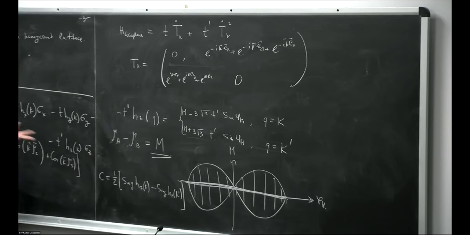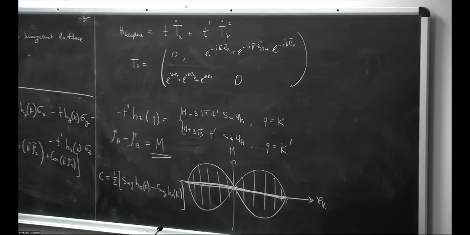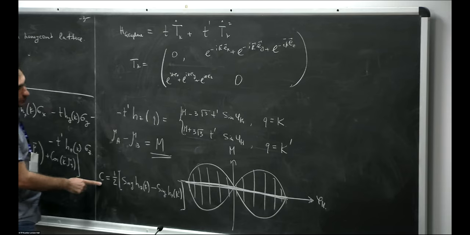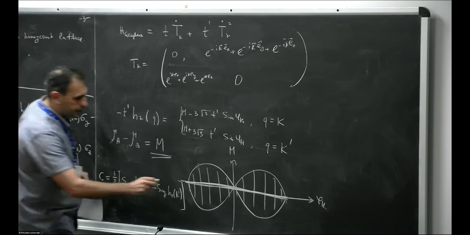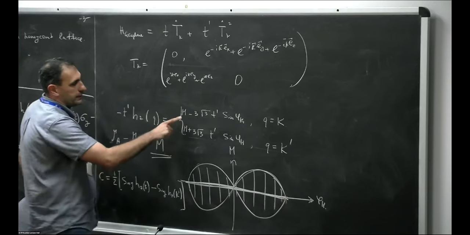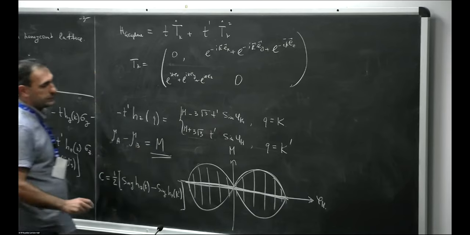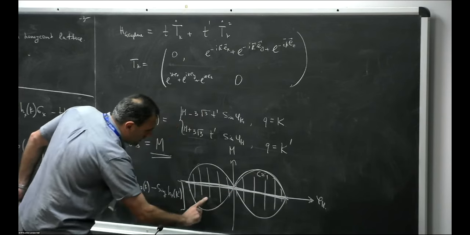So this invariant tells you whether C is equal to zero or one. Just by looking at C, you can immediately conclude whether these two gaps have different signs or the same sign. If C is equal to zero, they both have the same sign. If C is equal to one or minus one, they have different signs. And in that case, you have a different phase, the topologically different phase, which is inside this bulb. So these lines here are the lines when M minus 3 root 3 t prime sine is equal to zero. In this region, C is equal to one. In this region, C is equal to minus one.